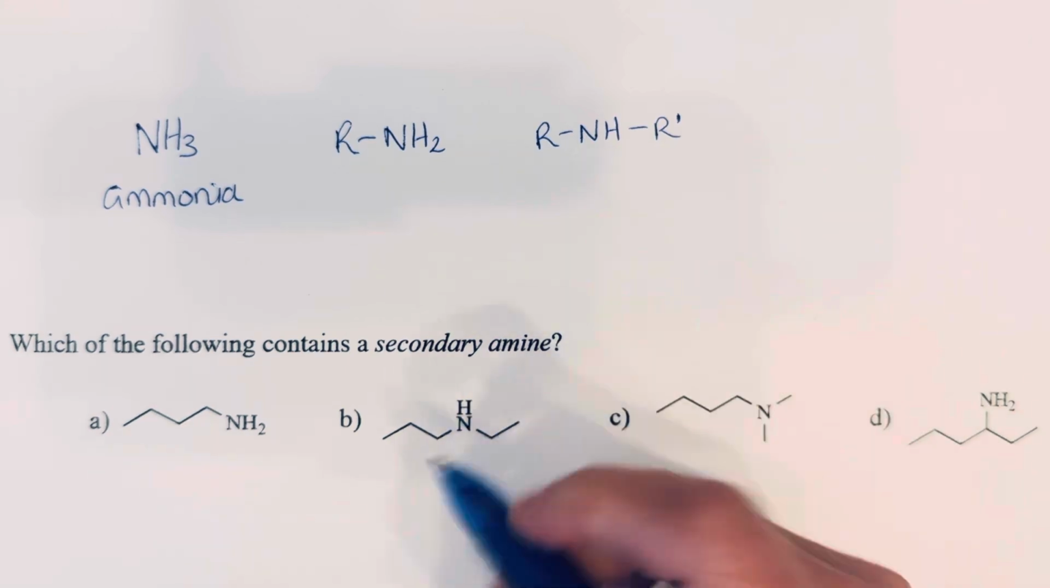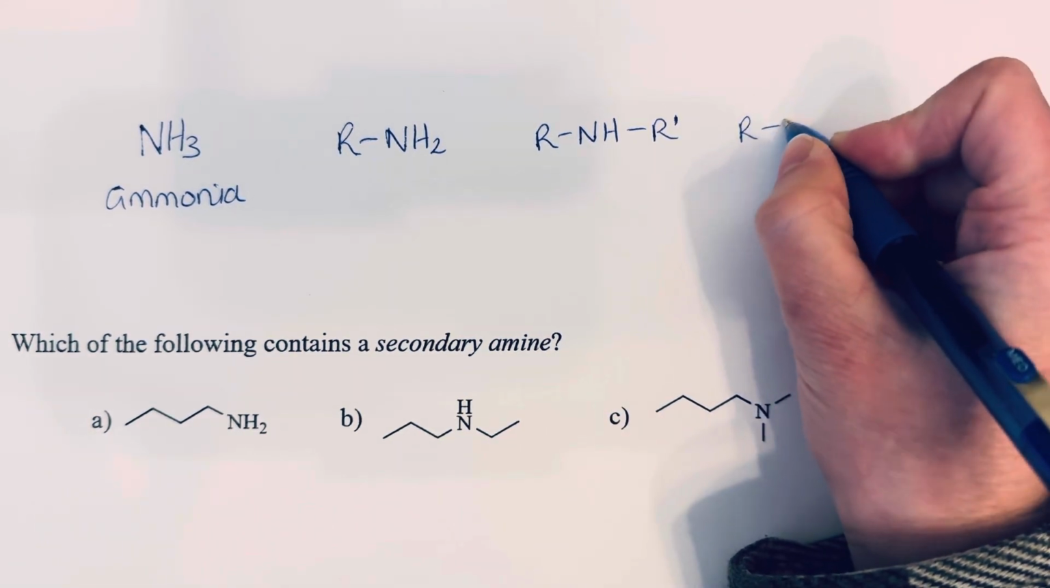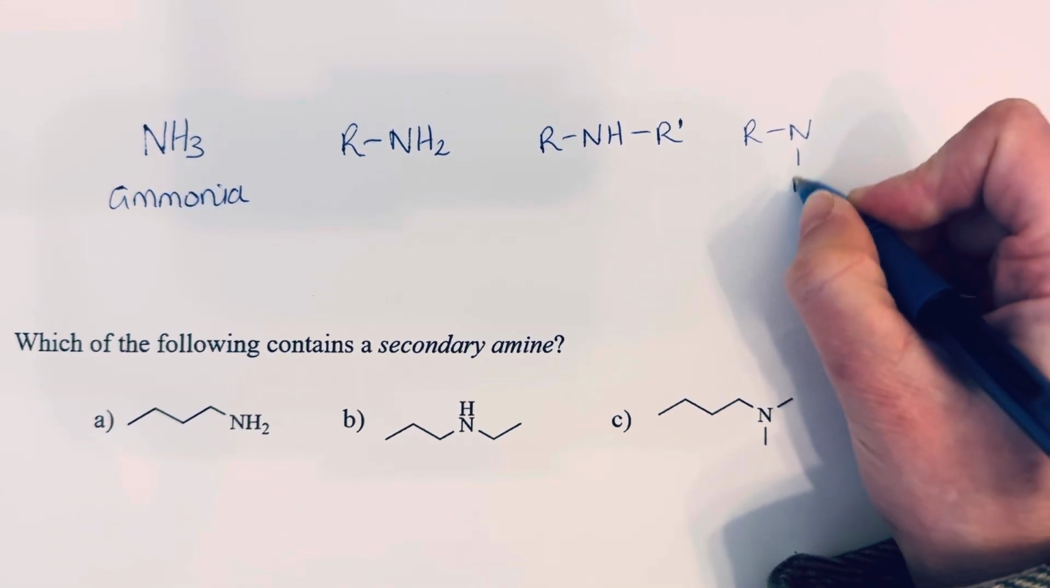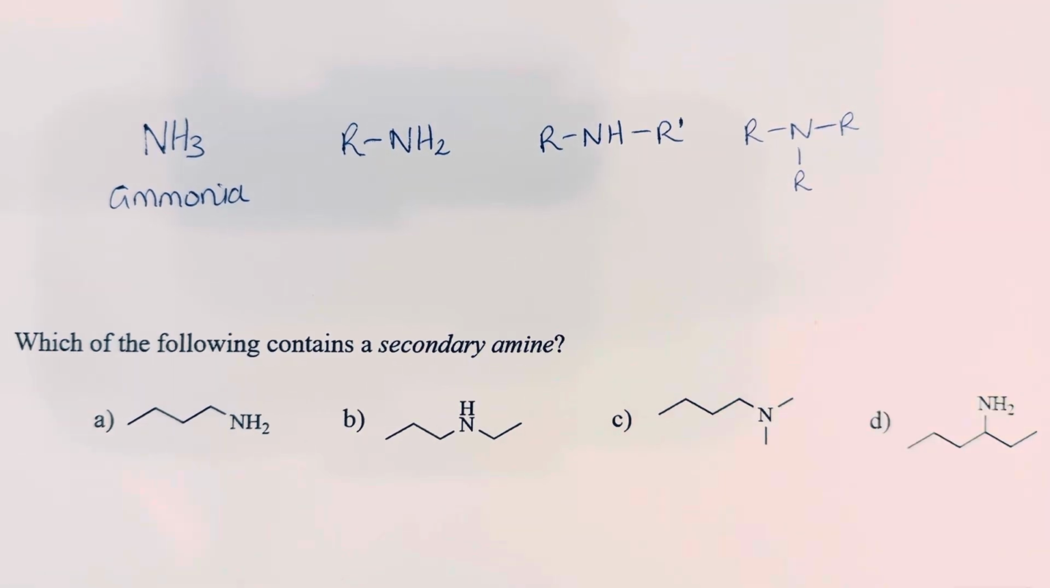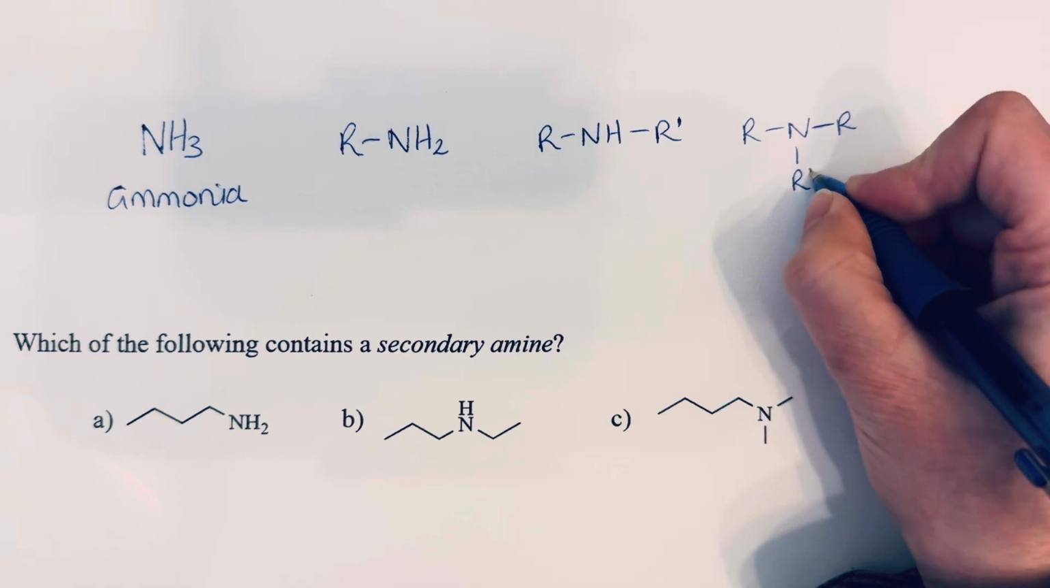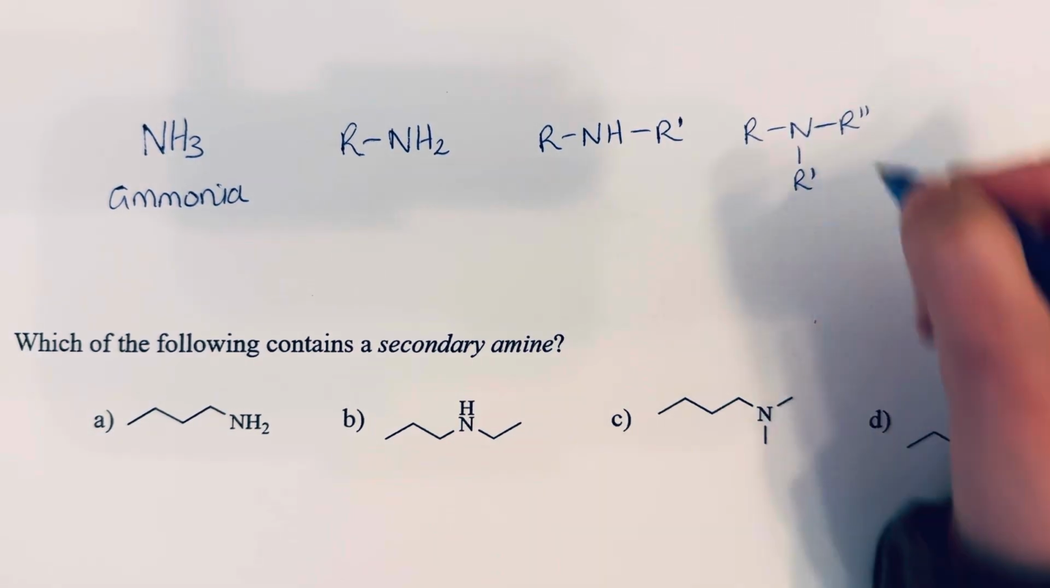And we could even replace all three with carbon groups. So we might have something that looks like this. And again, those R groups might be the same, two of them might be the same, or maybe they might even all be different, and that would still be an amine.